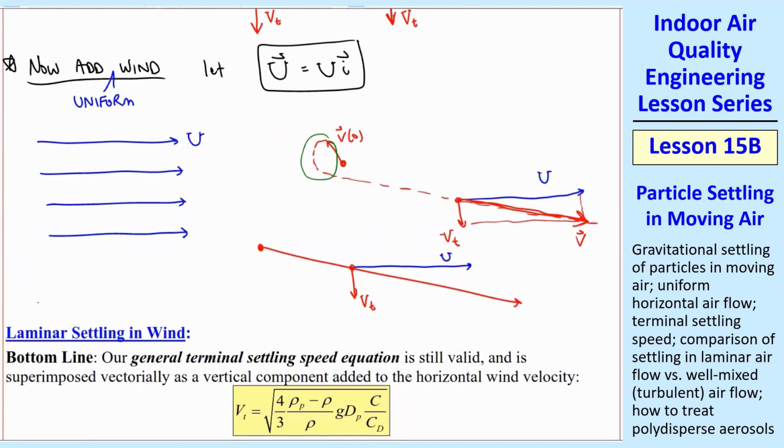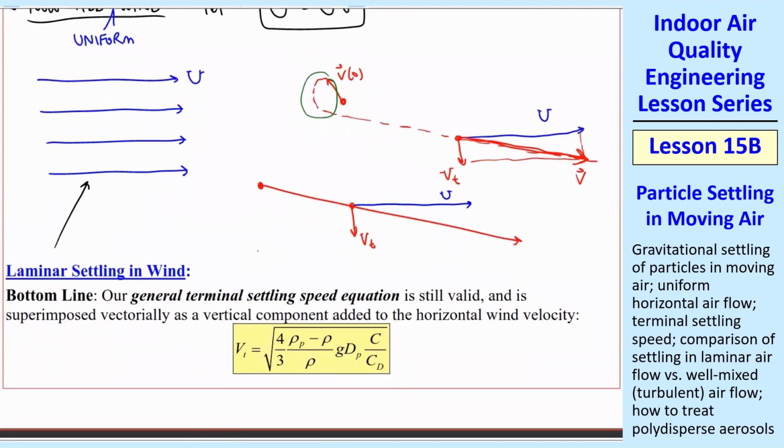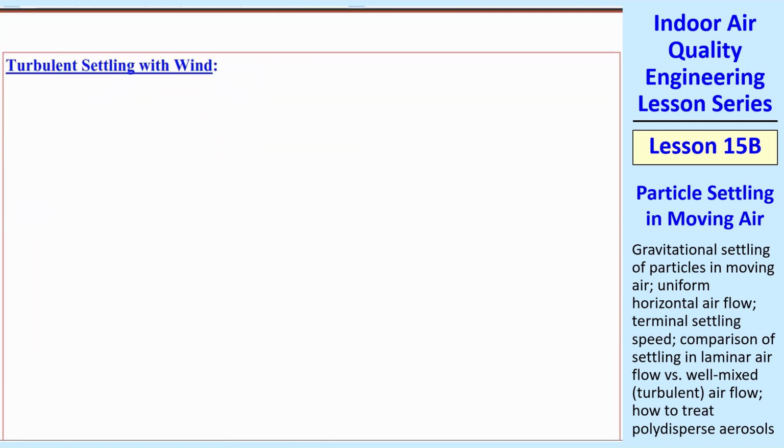So if we have laminar wind, in other words, this wind is very smooth, it's just not fluctuating at all, it's just nice and uniform and steady. The bottom line is that our general terminal settling speed equation that we derived previously is still valid, this equation for vt, the one that we have to iterate with. We still get the same vt as before, but we just add a capital U vectorially, and that's all there is to it. Now, what if the wind is turbulent?